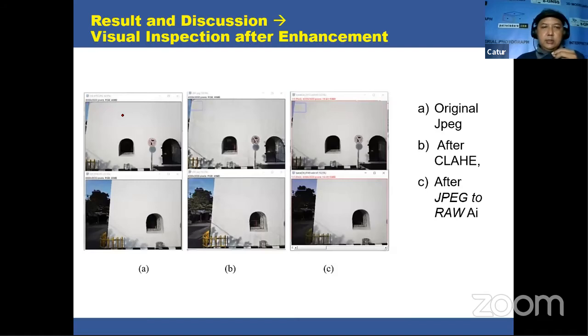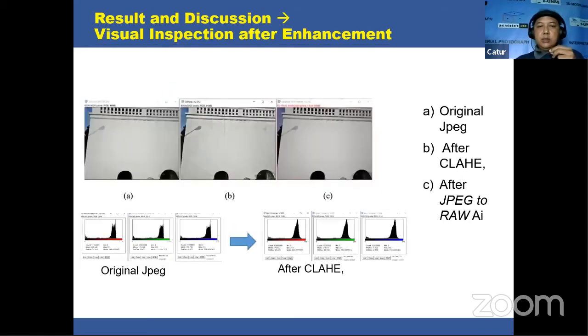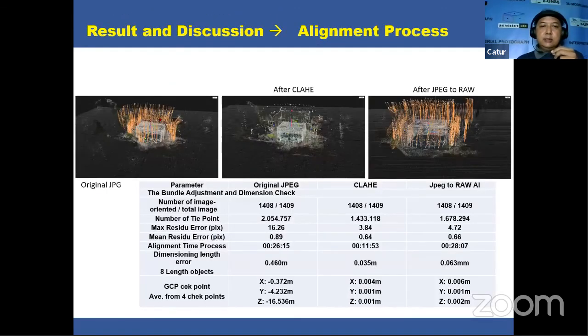You can see this is minimum texture. This is after we improve the texture. This is after we filter this texture. So it's rather homogeneous compared to this. And we compare these three types of enhancement and combine with the original one. This is the original one. This is the Kelahi of Mokration. This is the JPEG to RAW. It's similar. Yeah? It's no problem with this.